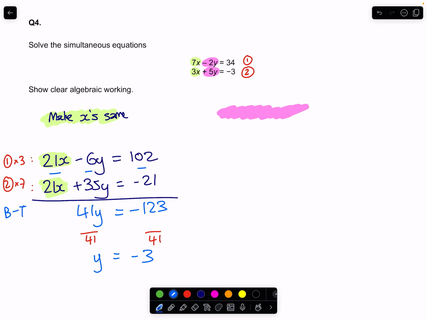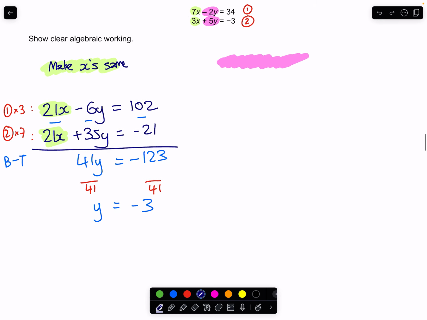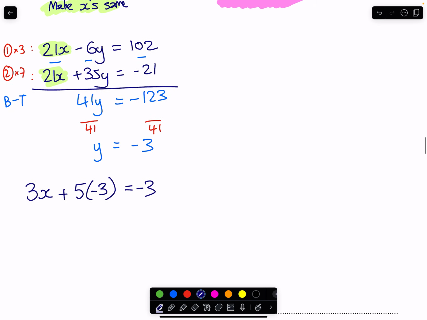Once we've figured out what y is, we're going to sub it back into either of the equations, whichever one looks nicest. I'm going to pick this one on the bottom here, just because there's less negatives involved with the letter terms. So that 3x, we don't know what x is yet, plus 5y, we do know what y is, so I substitute this minus 3 in, equals minus 3. And then we simplify and solve this equation. So 3x, 5 times negative 3 is negative 15, and all of that equals negative 3.